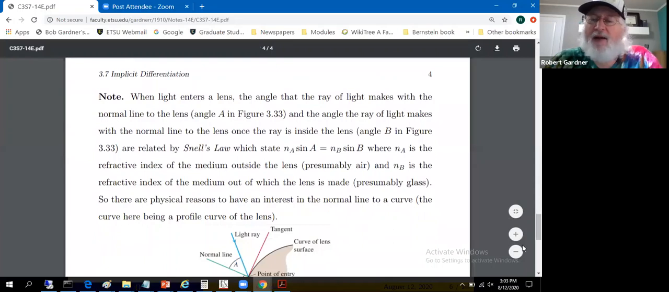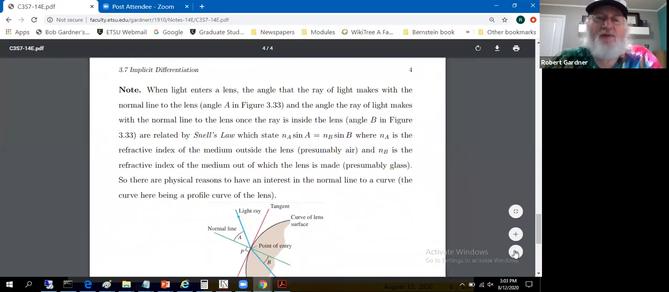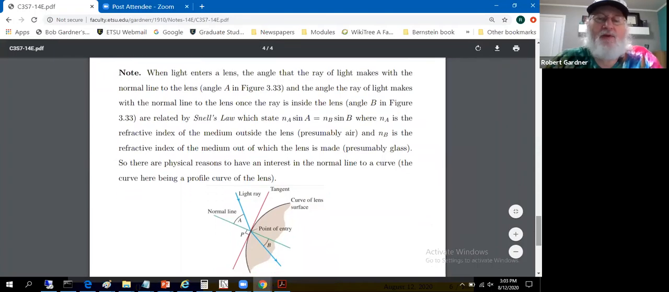To inspire this, the book tells the following little story. Suppose we have here the surface of a lens, a glass lens or eyeball or whatever. We've got some sort of lens made out of, say, glass, and a ray of light comes in and it enters that lens and it's refracted.